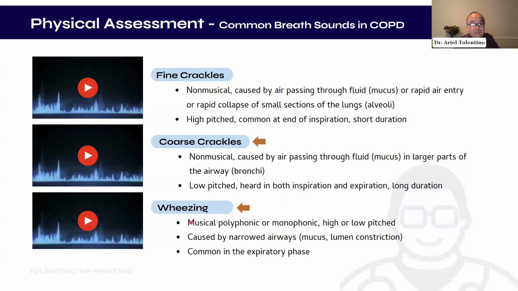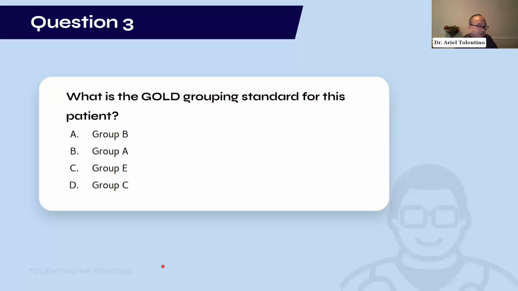Now, with wheezing, this is your musical sound. And let's see that. Now, on the clinical vignette, this was actually of a lower intensity of wheezing, but there was a background wheezing sound on auscultation, and it's very common on the expiratory phase. So the answer there for the breath sounds was a combination of coarse crackles and wheezing. Now, let's go to the next question.